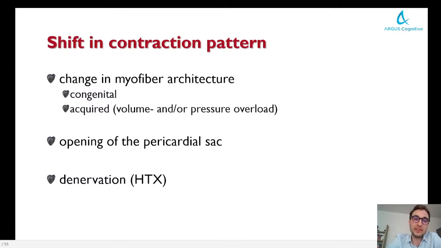The contraction pattern also shifts by the opening of the pericardial sac. We see this in everyday practice. Those patients who undergo cardiac surgery have a markedly different contraction pattern. And there's a very interesting patient subpopulation who underwent a special type of cardiac surgery, more specifically heart transplantation, in which the denervation of the donor heart may also be an important cause of that contraction pattern change. So there's a lot of clinical scenarios which sometimes occur simultaneously, which can change the contraction pattern.